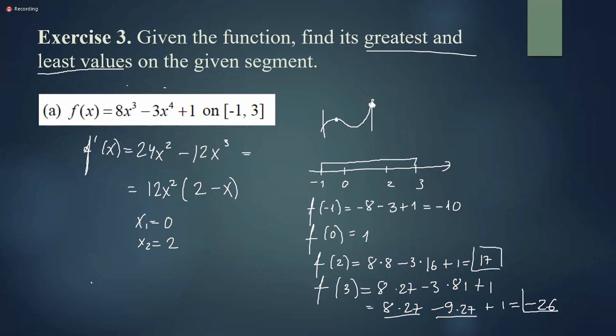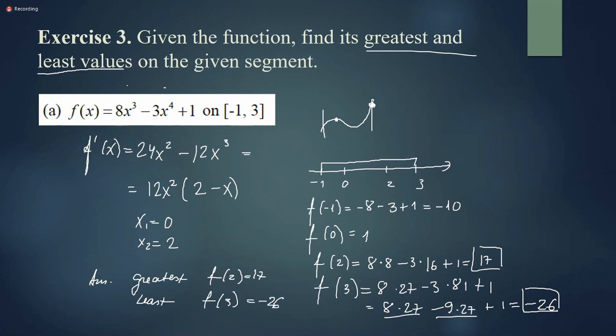So the answer would be: the greatest is the function value at 2. That is indeed at a maximum point, and that's 17. And the least function value is at 3, where the function is actually negative 26.